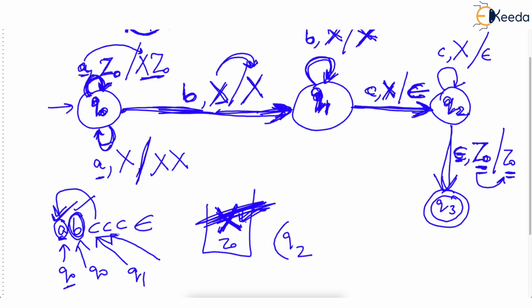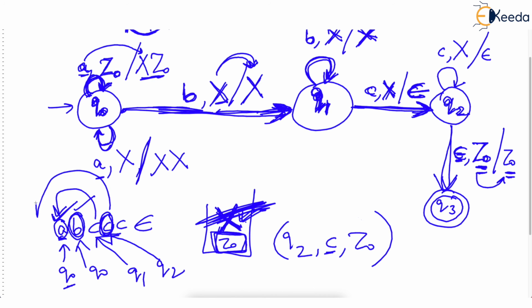Just check, in Q2 state, we are about to read another occurrence of C. In Q2 state, we are reading C, but top is Z0. That's very important. That's a very, very valid point. You tell me, if you are reading a C, shouldn't you have X pending on the stack? Because number of A should be matching number of C. Because A have been saved as X. But now top is Z0.